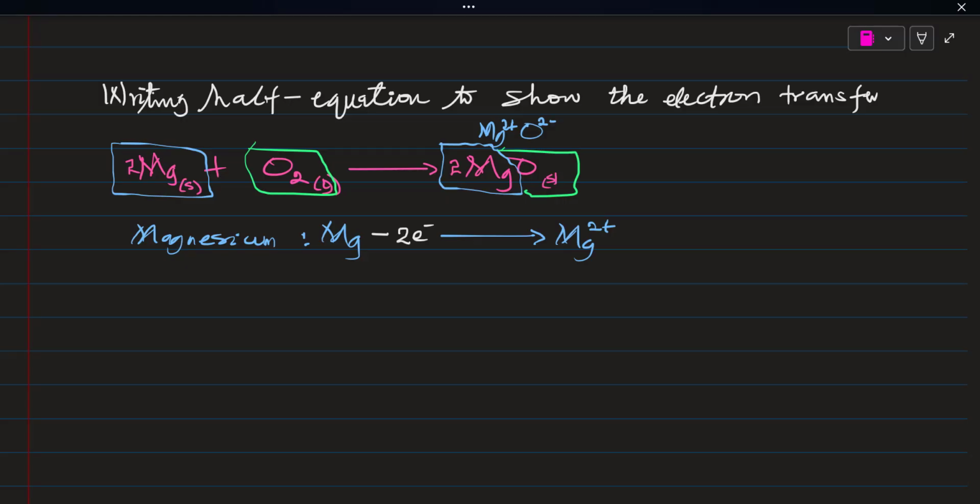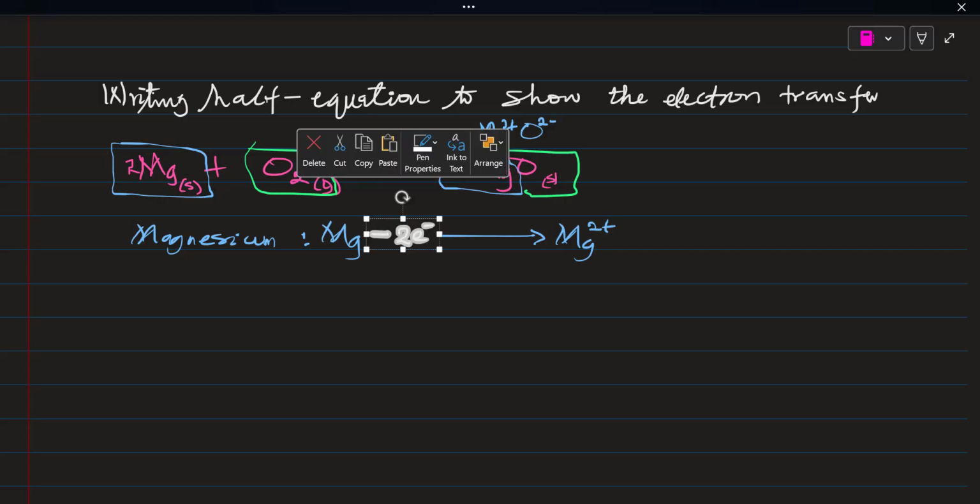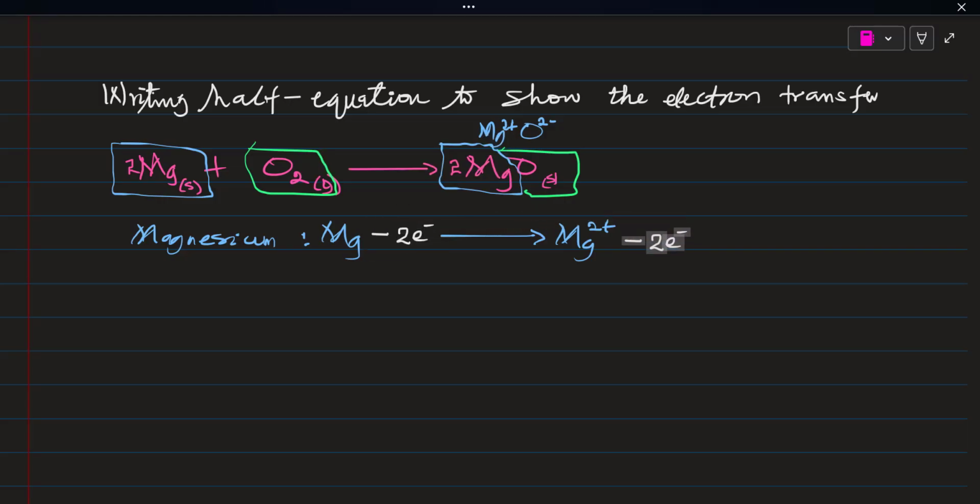But in IGCSE, they want the electrons lost to be at the right side of the equation. So you move this above this arrow and you put it at the other side here. Because it jumps over the arrow, the sign has to change. Remember, just like in mathematics, when you have 2 minus x equals 5, it can be 2 equals 5 plus x. So the same thing here. So this is the magnesium half of the equation. Remember, this is oxidation because magnesium loses electrons.